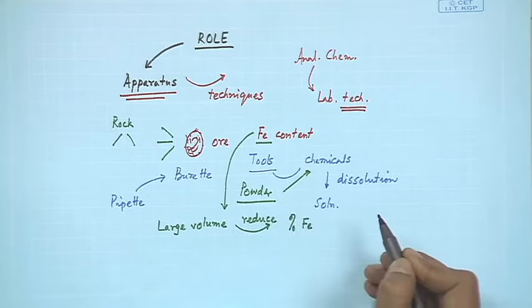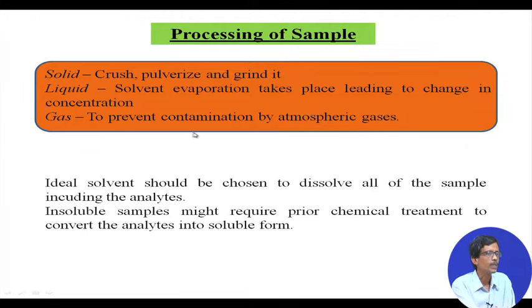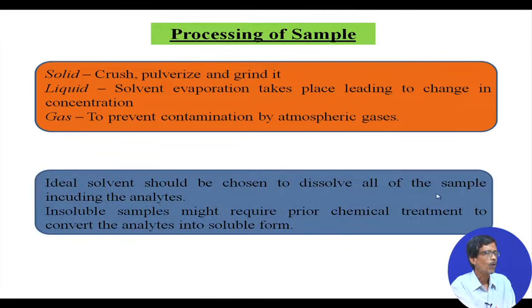For the gas sample, we see that we have to prevent contamination by atmospheric gases. That means we will not use something where the atmospheric gases will come and contaminate the gas sample we are going to analyze. If we are going to analyze nitrogen, and the nitrogen is contaminated by the oxygen of the air as well as the nitrogen of the air, then our process will be a difficult one, our estimation will be erroneous. Then, to dissolve all these things, an ideal solvent should be chosen to dissolve all the sample including the analytes.